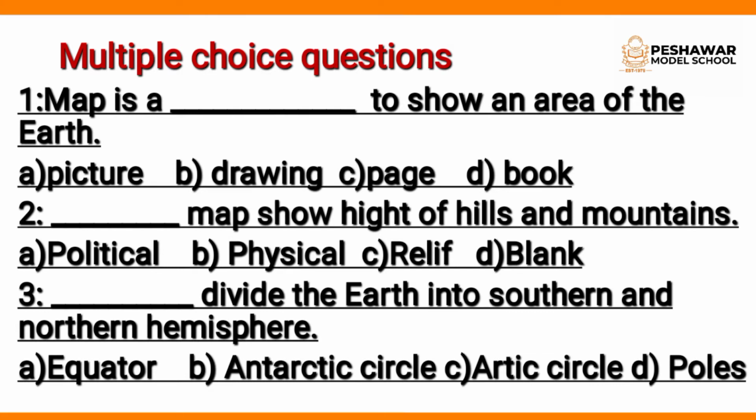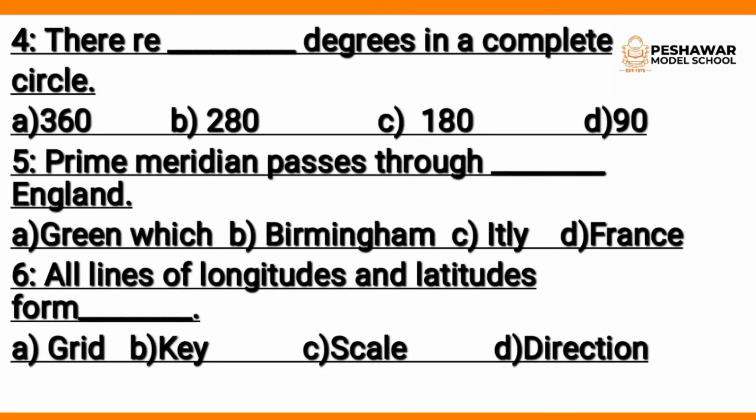Okay students. Number 3, blank divides the earth into southern and northern hemisphere. Options are equator, Antarctic circle, Arctic circle and poles. The correct one is equator. The equator divides the earth into 2 parts, northern hemisphere and southern hemisphere. Number 4: there are blank degrees in a complete circle. Options are 360, 280, 180 and 90. The correct answer is 360.